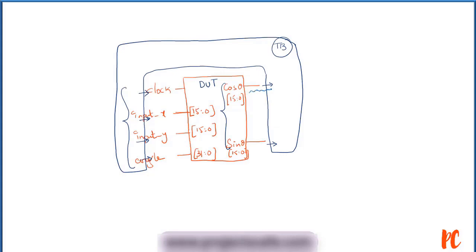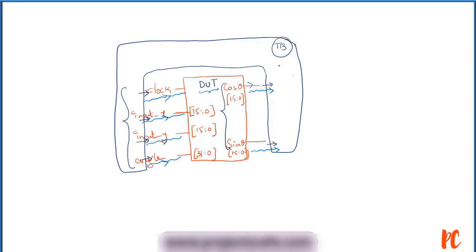If you could observe with respect to the test bench, the output of this system will be acting as input to this test bench system, and the input of this system will be acting as output of this test bench. That is, the output of this DUT will act as an input to the test bench, and the input of this DUT will be the output of this test bench.